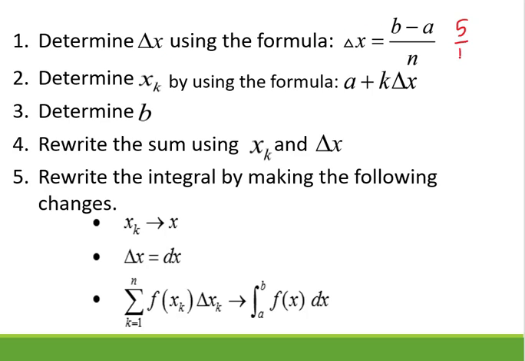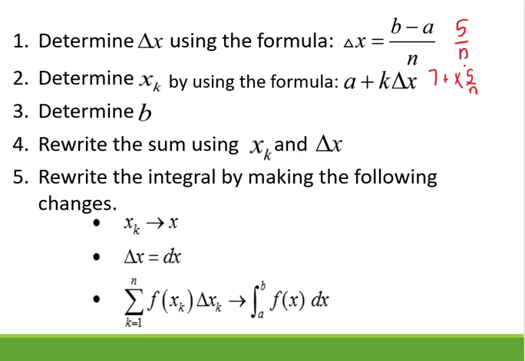And then you're going to be determining x sub k, where you're going to have your starting point. I'm making up numbers here, guys. 7 plus k. Actually, I'm not going to call it x sub k. I'm going to leave it just as x times 5 over n. So you're going to have the delta x in there.